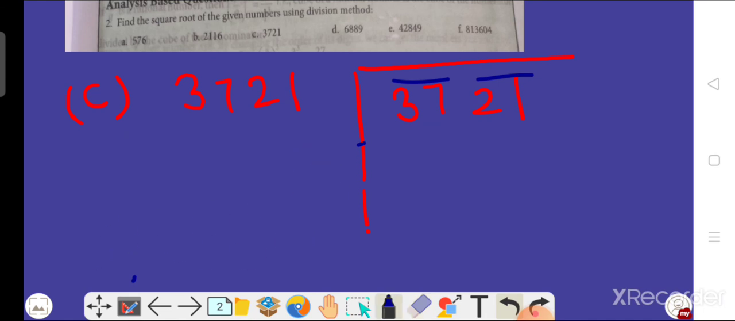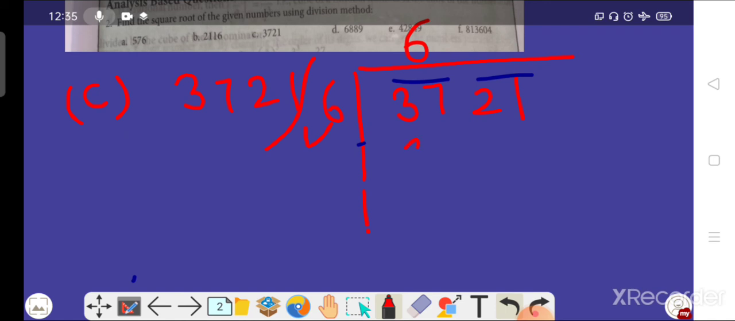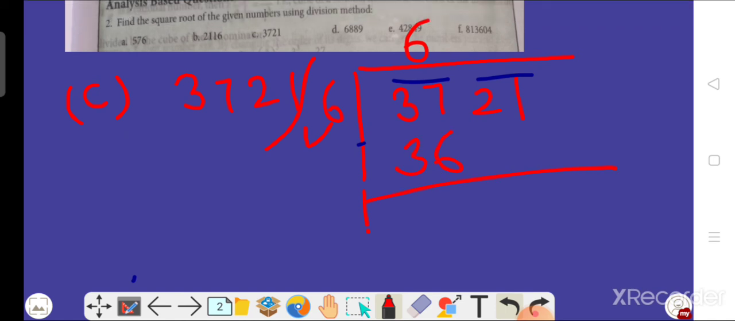Okay. So here what do we have? 6 is the smaller digit. So if the divisor is 6, then the quotient is also 6. So 6 6s are 36. Then what is the remainder? 1. Then next, what do we have to do? We have to put the next pair down. This will become 121.